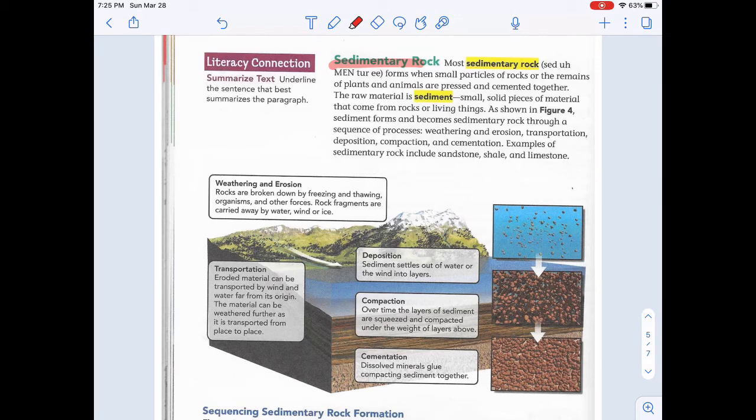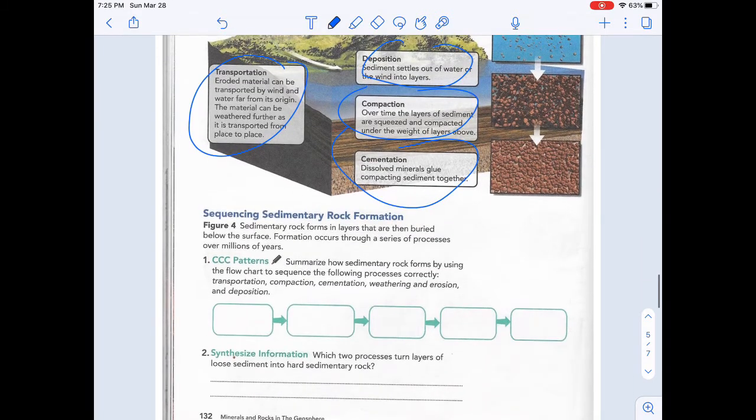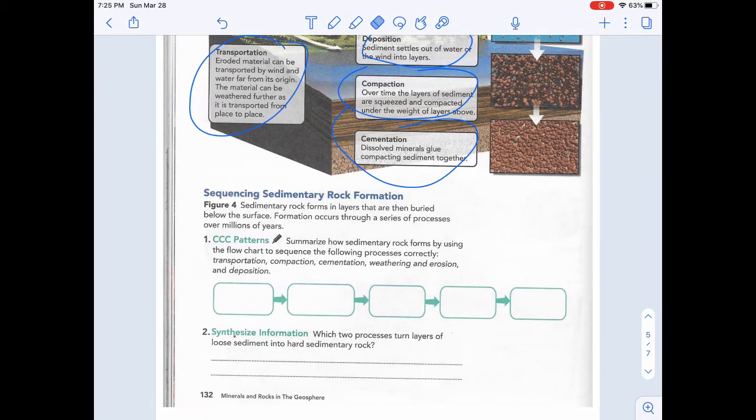So make sure you pay attention to this diagram down here, and you're going to go through the steps of how a sedimentary rock forms. It talks all about the different steps that occur, so you're reading about that. And then on the bottom here, you're going to do figure 4. I'd like you to complete this.